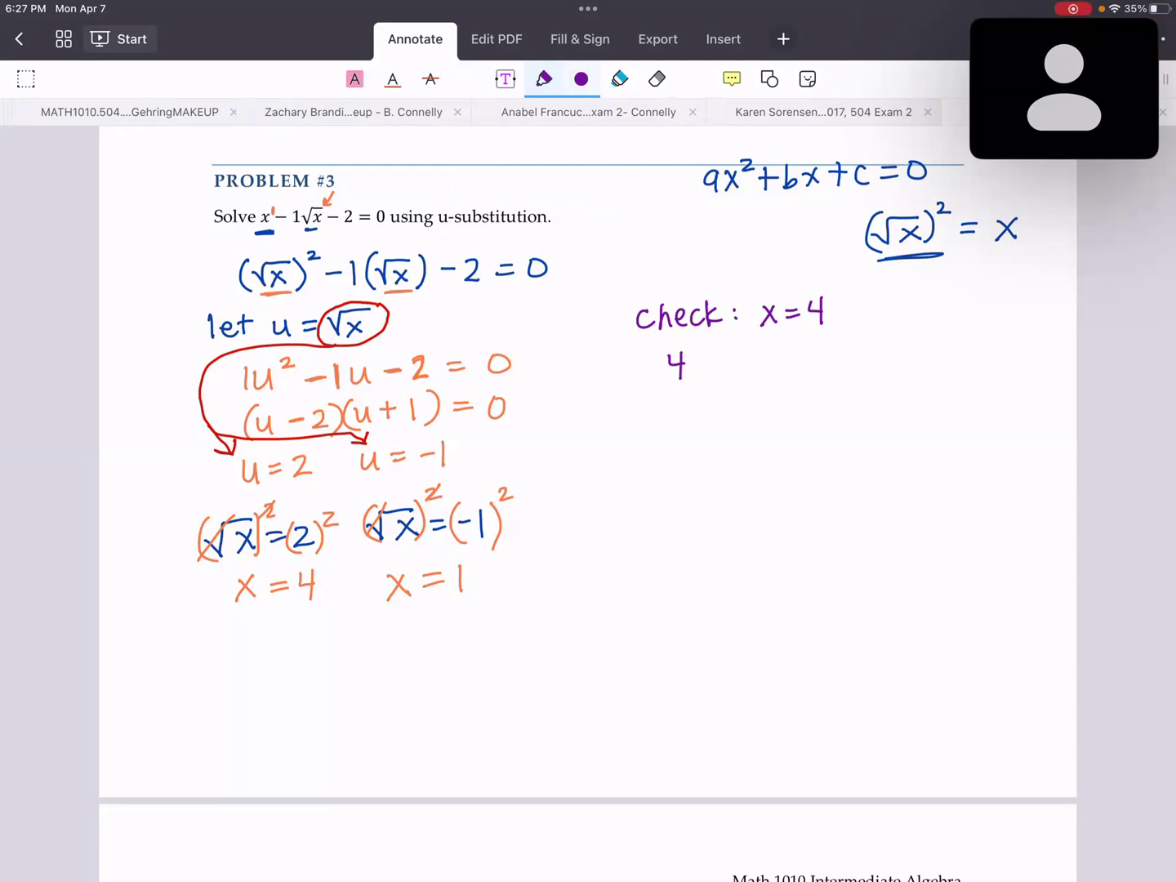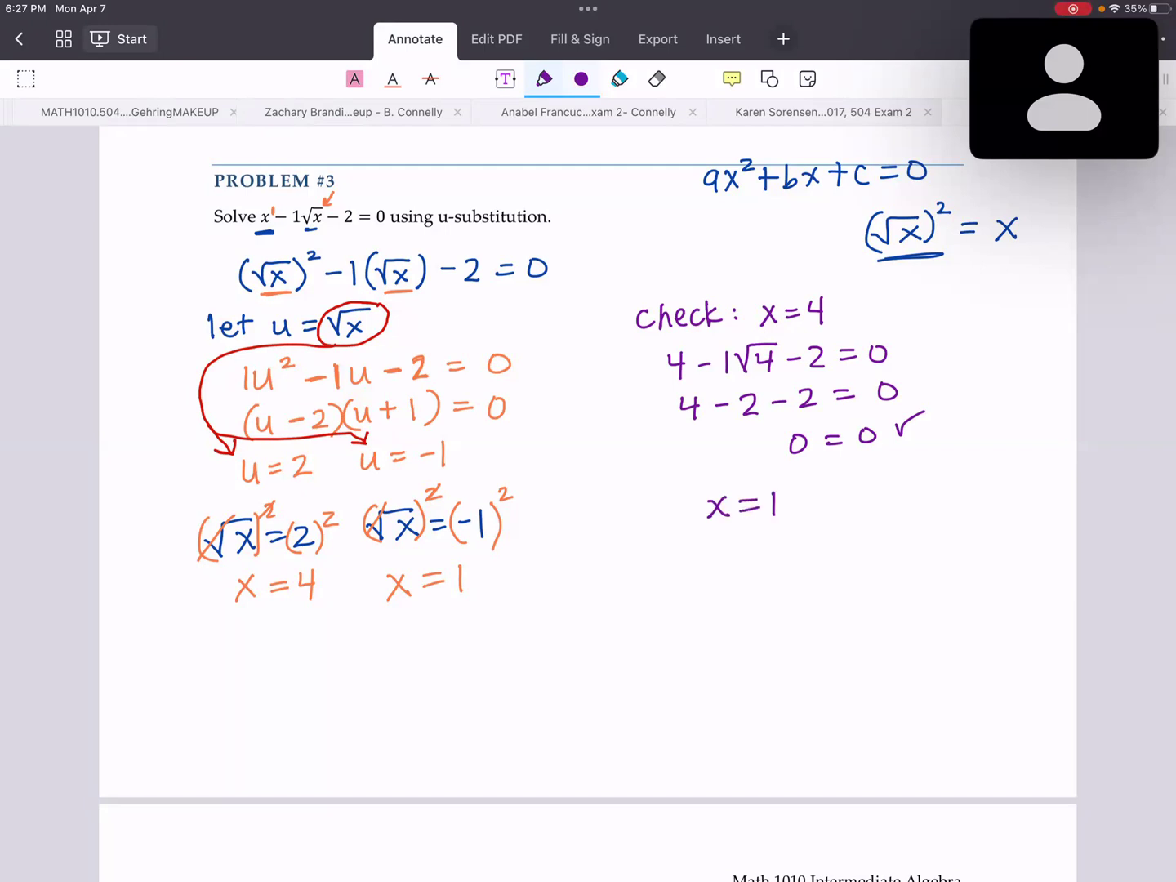So I've got 4 minus 1 square root of 4 minus 2 equals 0. So I've got 4 minus 1 times square root of 4, which is 2, minus 2 equals 0. And that is, in fact, 4 minus 2 is 0. So 0 equals 0. So that one's good. Let's do the other one.